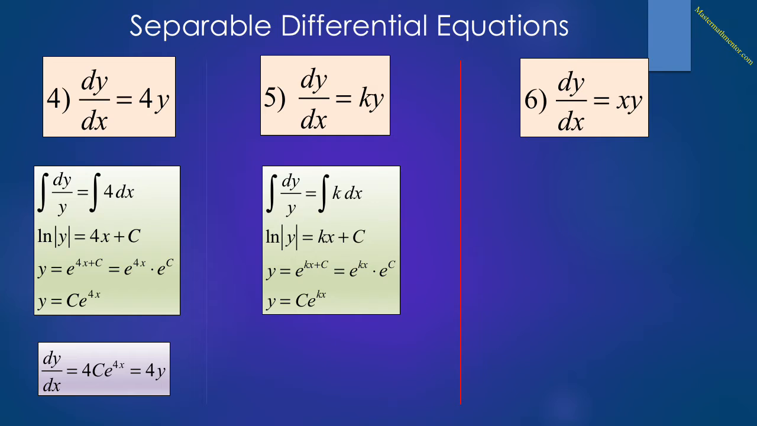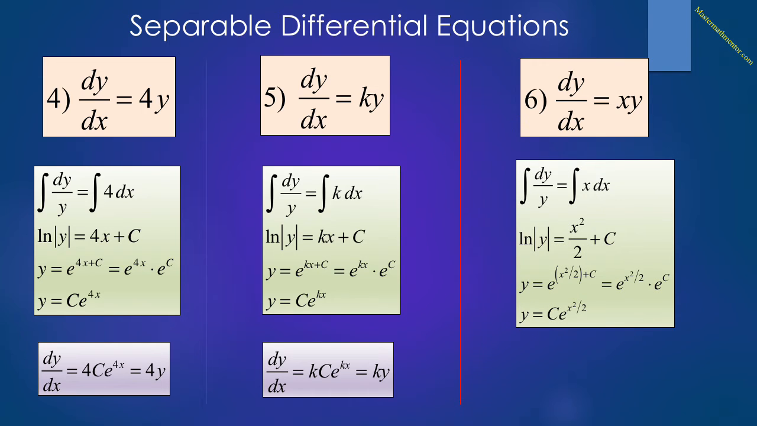So dy over y is equal to k dx. We integrate both sides and get the natural log of the absolute value of y is equal to kx plus c, or y is equal to e to the kx plus c, which is equal to e to the kx times e to the c, and therefore y is equal to c e to the kx. The check is just as easy. dy/dx is equal to c e to the kx times k, which is ky.